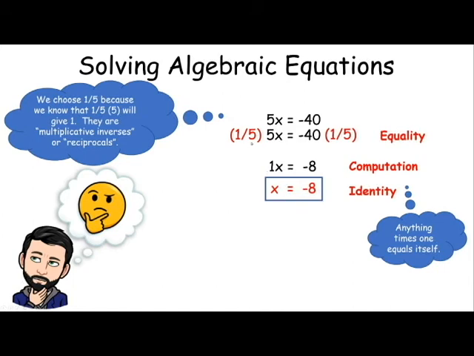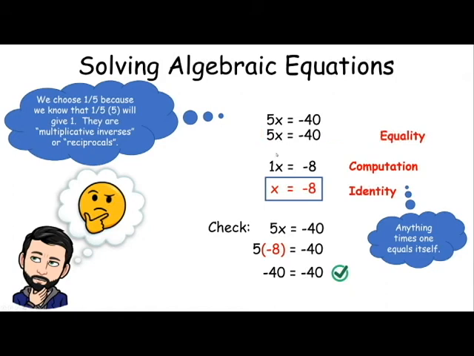Now, this is a little trickier for some people because they tend to not like fractions. There is a way that we can do that's a little simpler. I'll show you that in just a second. Again, to check, we rewrite, substitute, and simplify. Rewrite, substitute, simplify. Let's look back at this real quick. Anything times its multiplicative inverse will give us a 1. There is another way to do this.